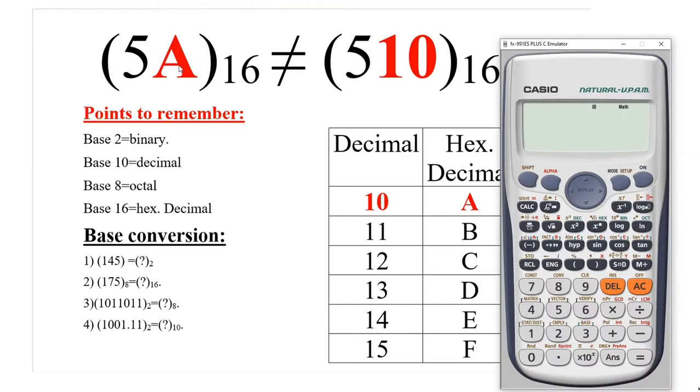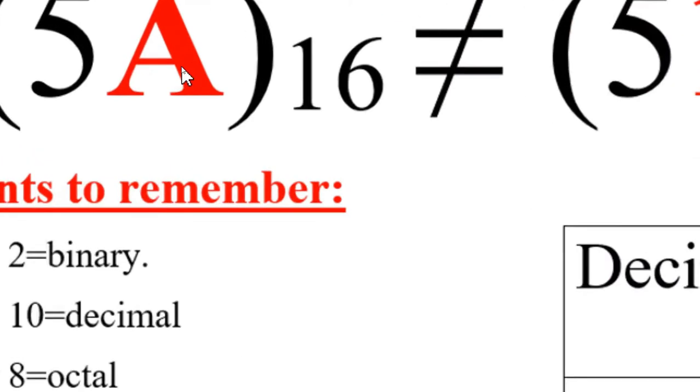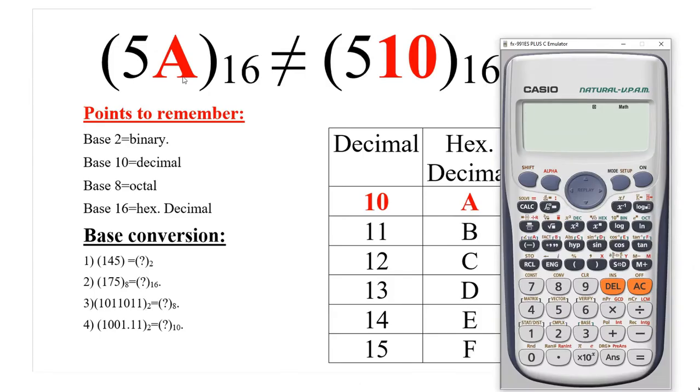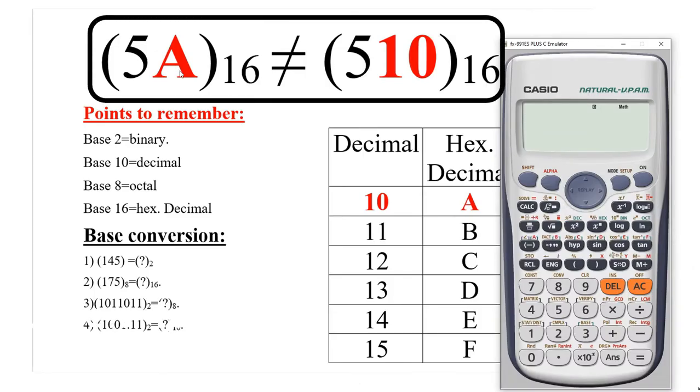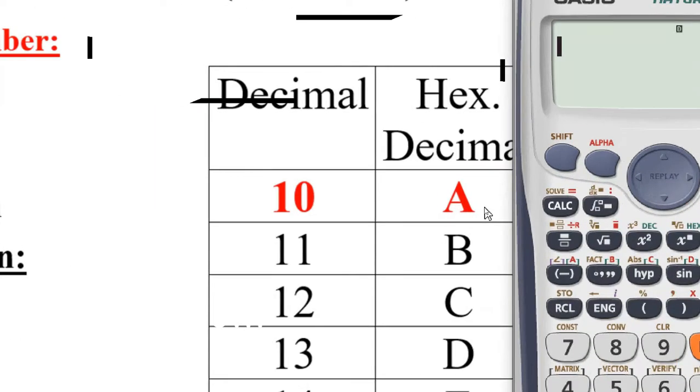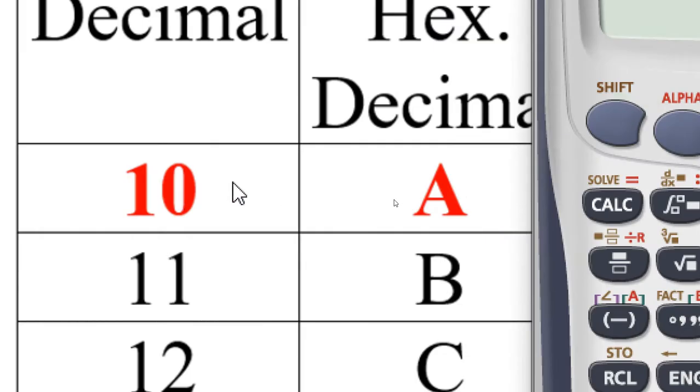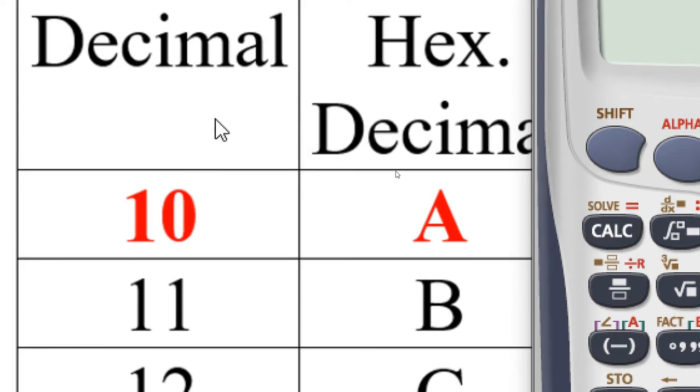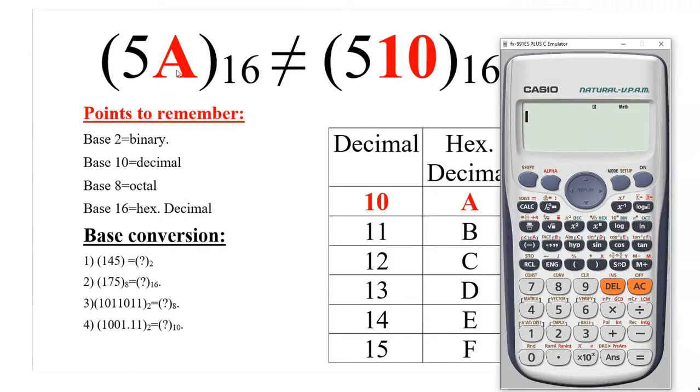As well as I will also talk about why these two expressions are not same. As we know that the number A, capital A in hexadecimal is same as the number 10 in decimal. But why we cannot directly substitute the value of the A as a 10 in these expressions? Please watch this video till the end so that you will be very clear about these things.